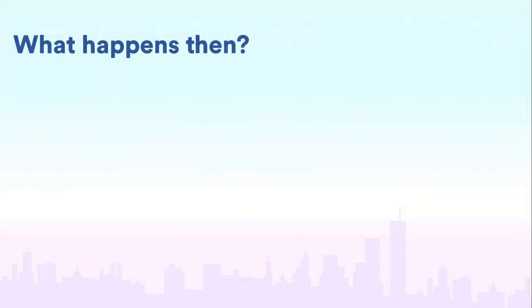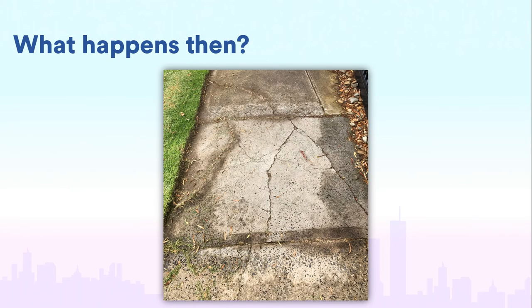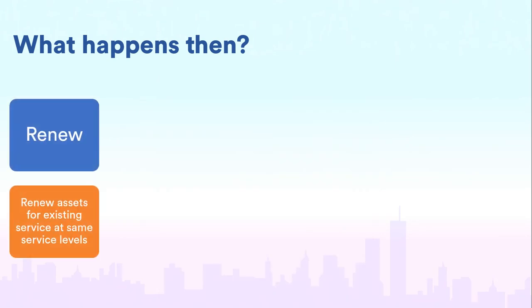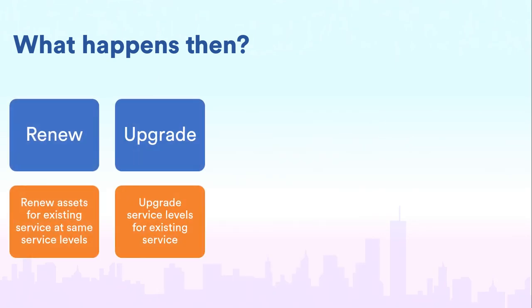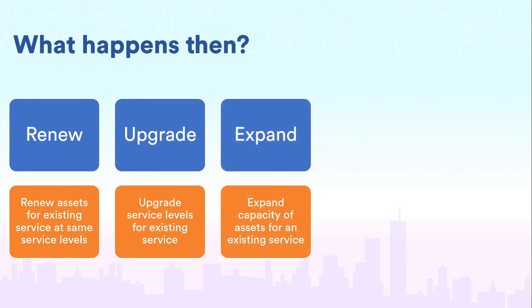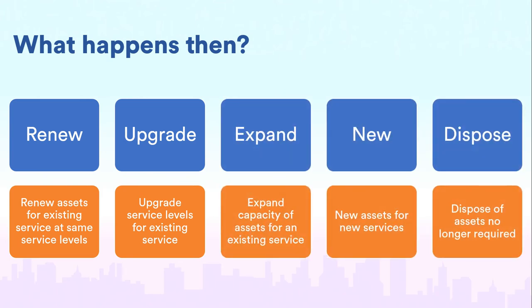Once the asset is triggered for treatment, we have several options to consider. For this example, think of a cracked footpath bay which has been triggered for treatment. We can decide to use a budget to renew it like for like, or to upgrade it with stronger material, or to expand it and increase its dimensions, or to dispose of the asset completely and build a new section of footpath at a completely new location.